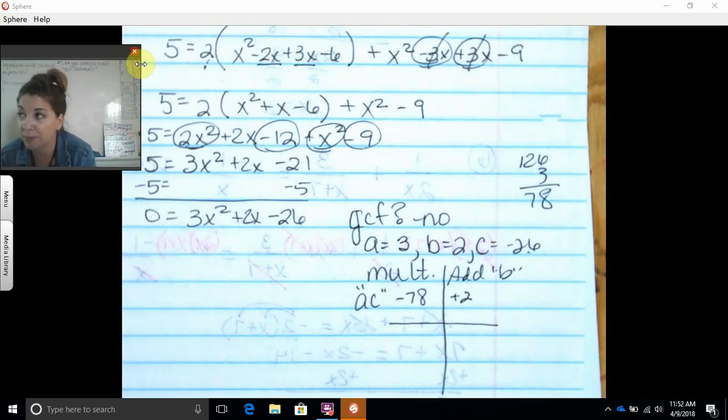Does that mean we can't solve it? No. Either the quadratic formula or completing the square. It's not factorable. I'm going to do the quadratic formula.